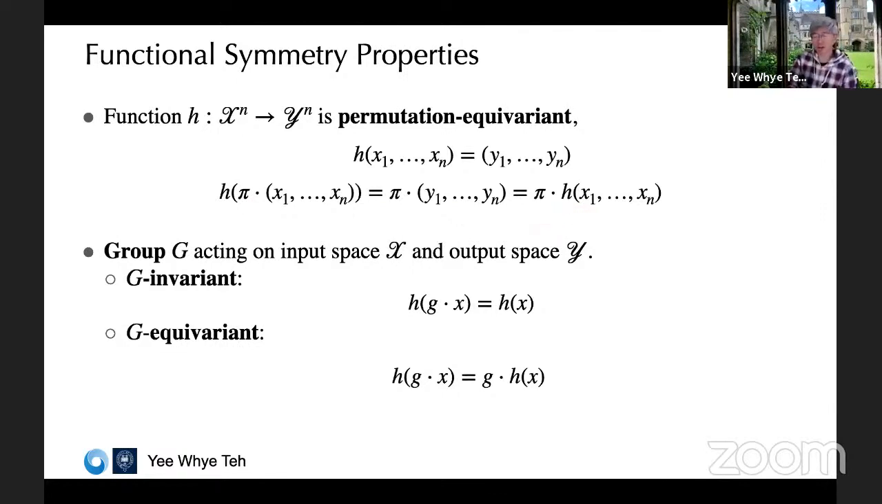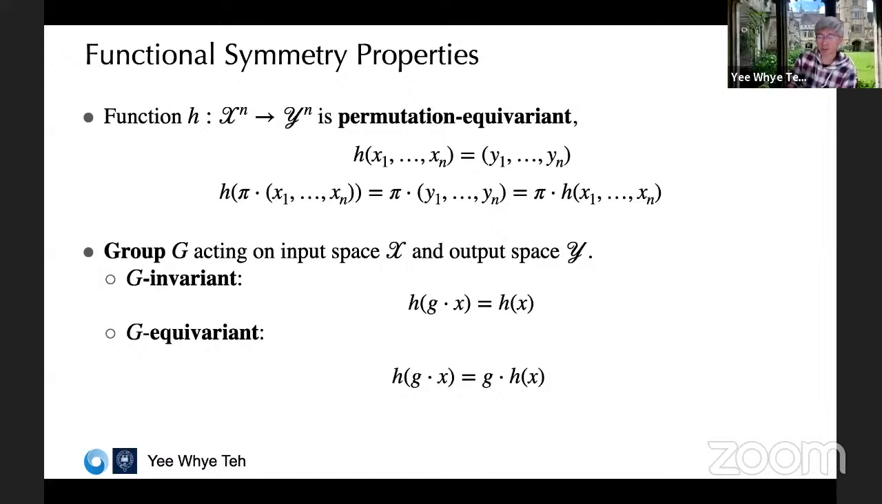Okay. And in general, instead of permutations, we could think about a group G that's acting on some input space X. In this case, the input space is actually a space of sequences. And this group G is acting on an input space X and also a corresponding output space Y. And we say that our H function is G invariant, so it's invariant with respect to the actions of this group, if H applied to the action of G on X is the same as H applied to X. So basically, if we transform X using G, then that doesn't change the output of the function. Just to give a concrete example, X could be an image, G could be translation, and our image classifier should be invariant to translating our image by G.